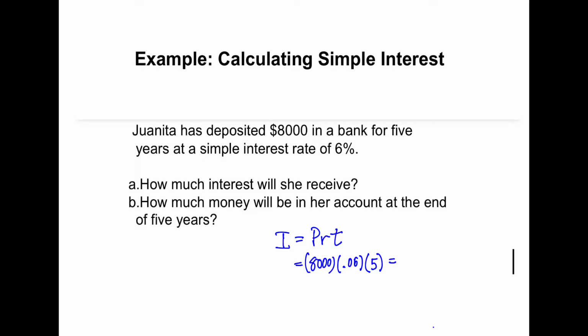Multiplying these out, we get 2,400. So over 5 years, she'll receive $2,400 in interest. The last question then is how much money will be in her account at the end of 5 years. If she doesn't touch it, the total is going to be your principal plus the interest. So 8,000 plus 2,400, which gives us $10,400.